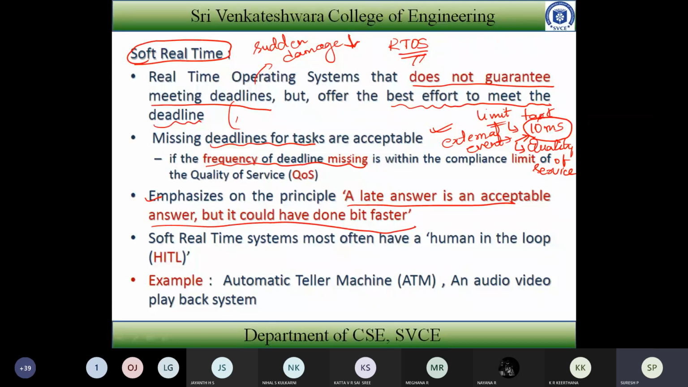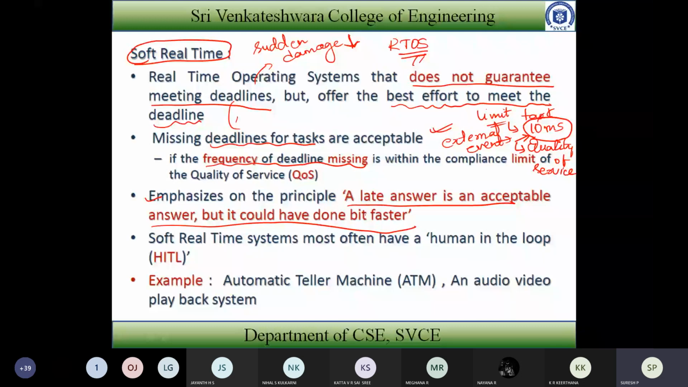So what is it going to tell? It emphasizes the principle that even if you respond late, you would have done it better. Whatever task has been given, if it is not completing its job within the deadline, it is acceptable. But you have to keep in mind that you have to complete it fast.